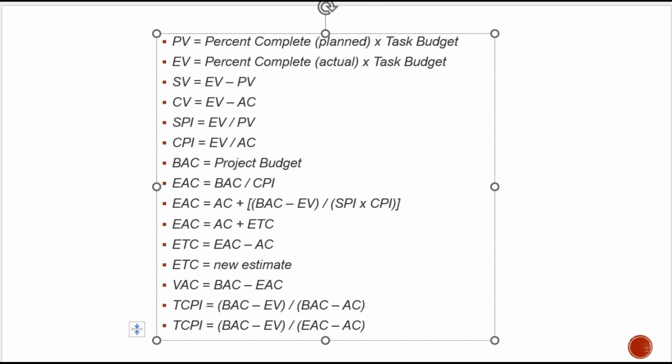Now let's take an example. Suppose we have a 6-month project. The budget at completion is 6 lakh rupees. At the end of month 3, the planned value is 3 lakhs. The earned value is 2 lakh 50,000 and the actual cost is 2 lakh 80,000. What is the cost variance? Cost variance is 2 lakh 50,000 minus 2 lakh 80,000.